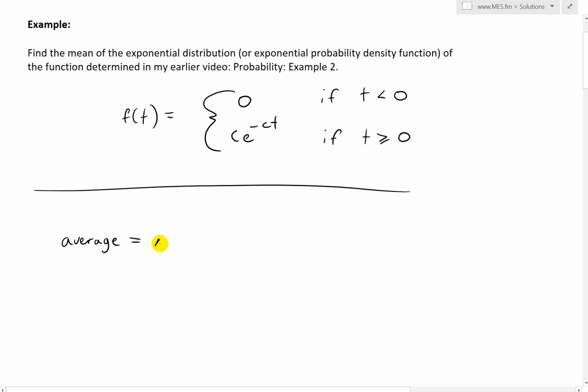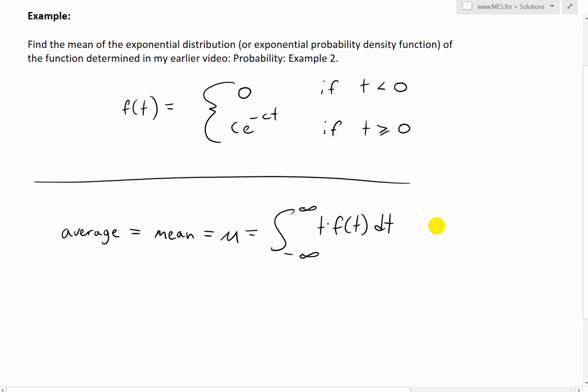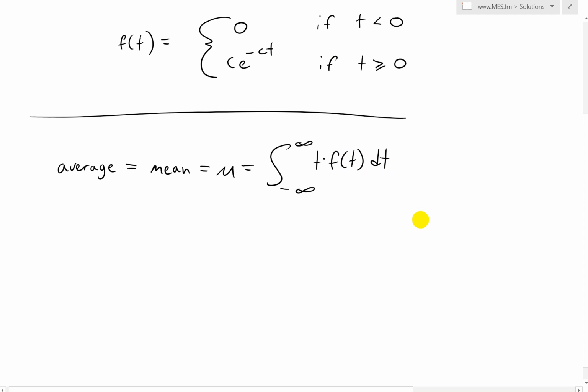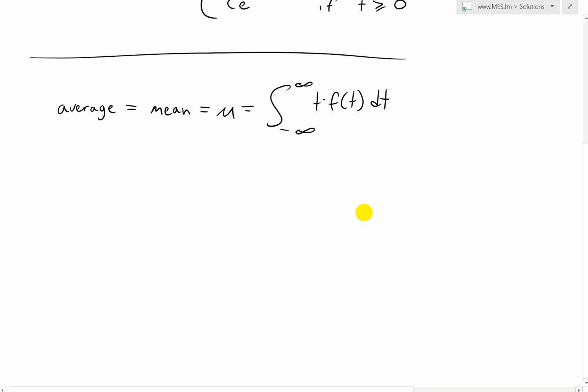So in solving this, recall from my last video on average values that the average value is the same thing as saying mean. It's usually written as mu, the Greek letter mu, and it's equal to, like I showed in my earlier video, the integral from negative infinity to infinity of t times f of t dt. In this case we're dealing with f as a function of t instead of x, so it doesn't matter, just a different variable.